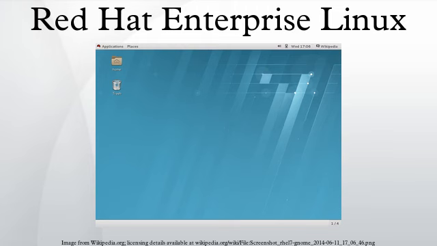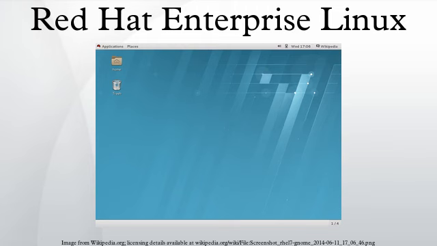Commercial products. A number of commercial vendors use Red Hat Enterprise Linux as a base for the operating system in their products. Two of the best known are the Crucible console operating system and VMware ESX Server, and Oracle Linux.